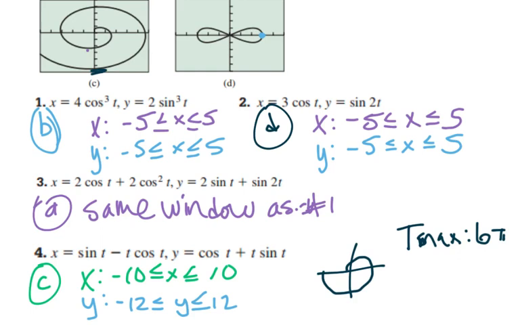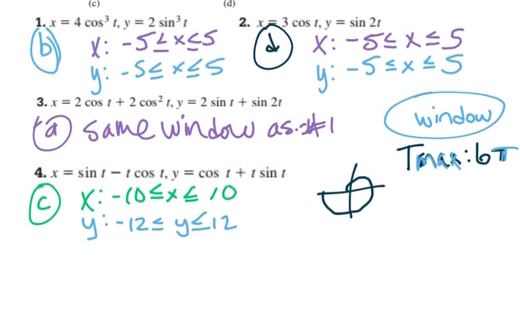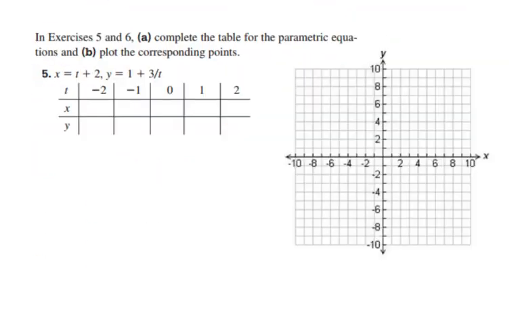And again, to get that, you needed to change in your window key, that blue button at the top, you needed your T max to be 6 pi, otherwise you're not going to see the whole spiral. Alright, so then we move on.